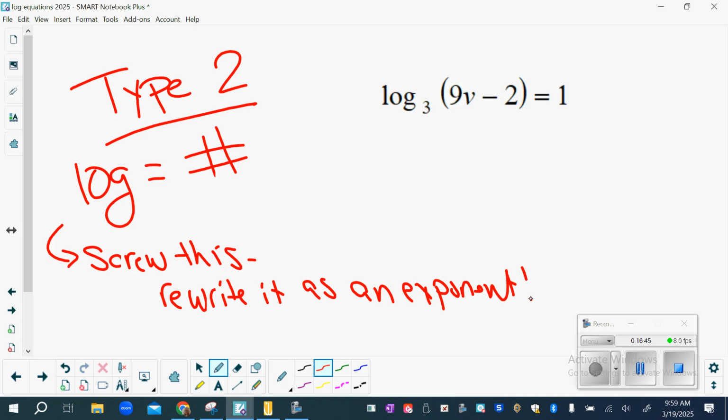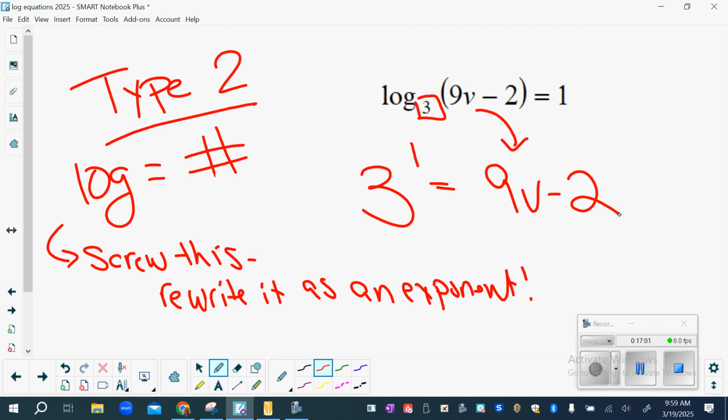So write a 3 down. The base comes out of the basement. The answer is the exponent. And the goo goes right here. And look how easy that problem is. It's no longer even a log problem at all. Just take the base out of the basement, give it the answer.